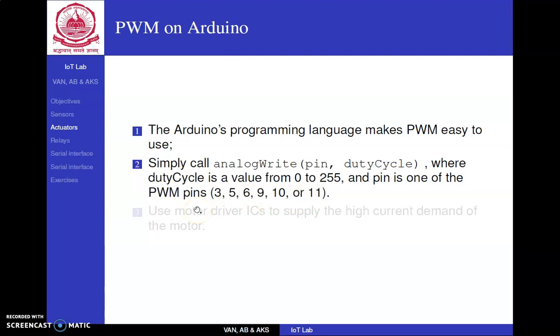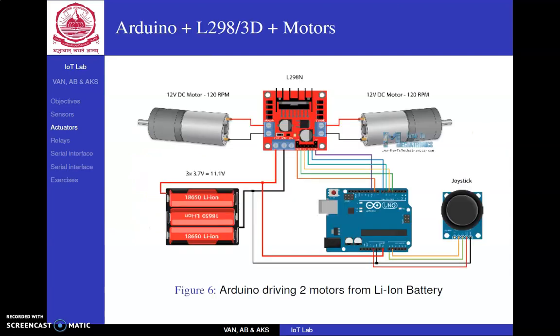In most cases, the Arduino may not be able to supply enough current to drive the motor. In such cases, we have to use auxiliary motor driver ICs, which will supply sufficient current to the external motor. So we need an external motor driver chip if your motor is a power hungry device. Let us see how all these things are connected together.